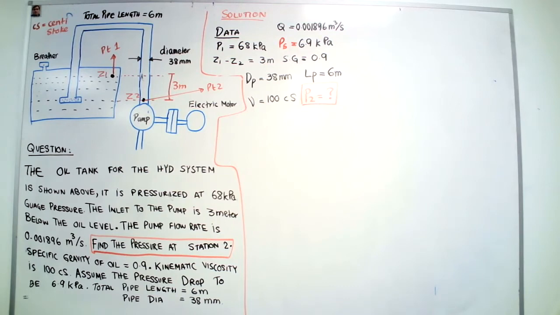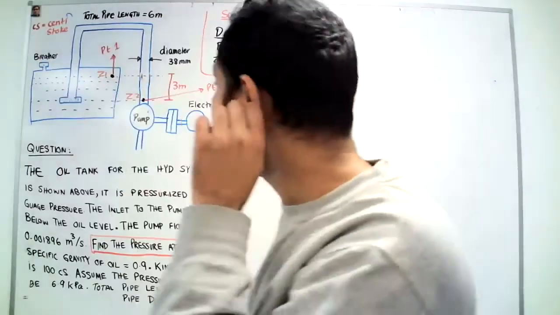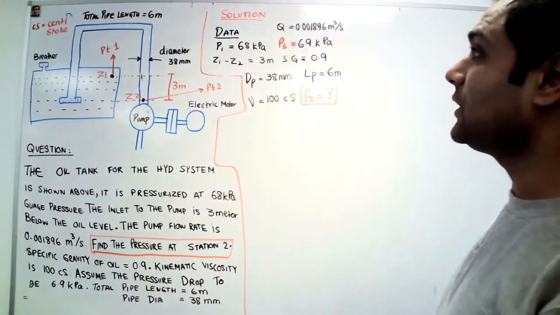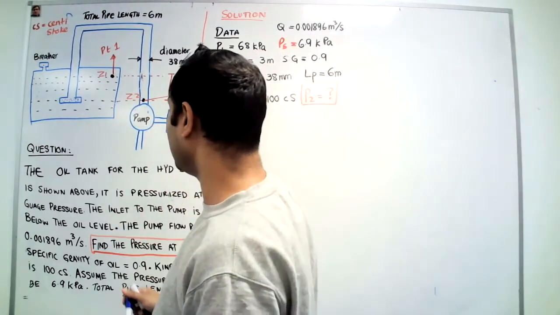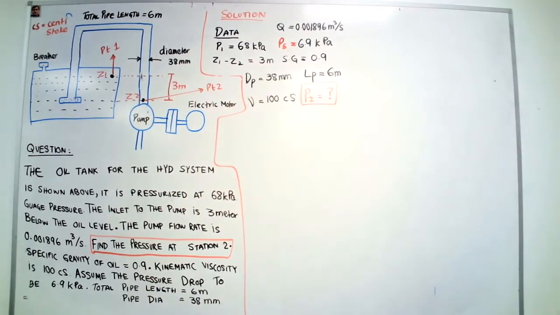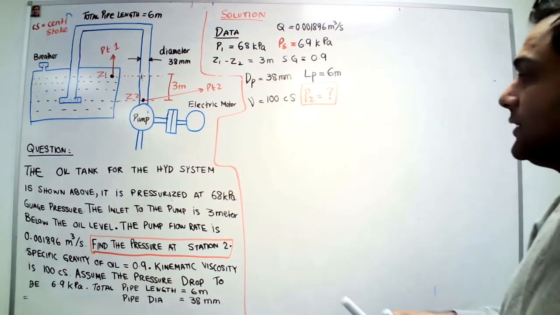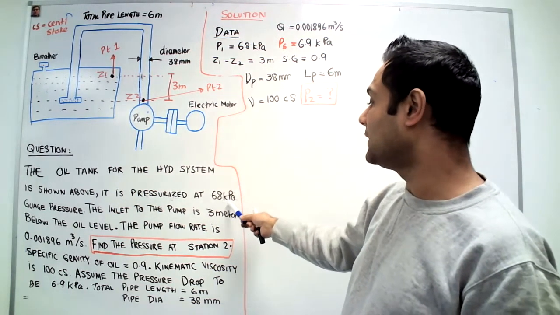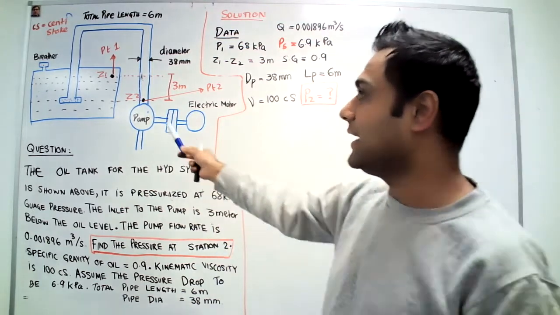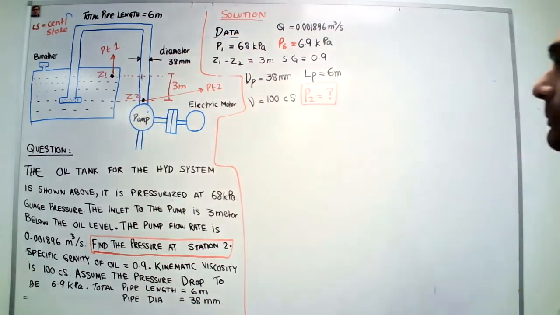Okay, now we got a question. We got a system. The total pipe length is given. The oil tank for the hydraulic system is given in the figure. It is pressurized, so 68 kilopascal. So the pressure is 68 kilopascal at gauge pressure, so that's gauge pressure.